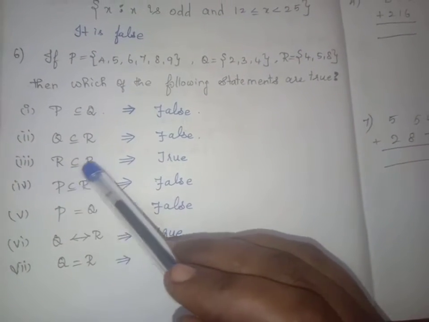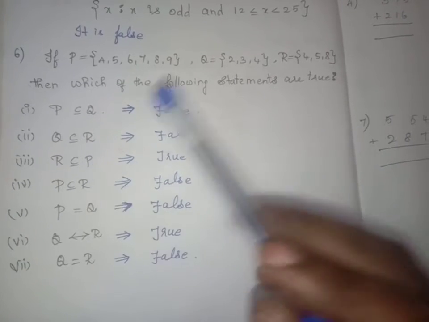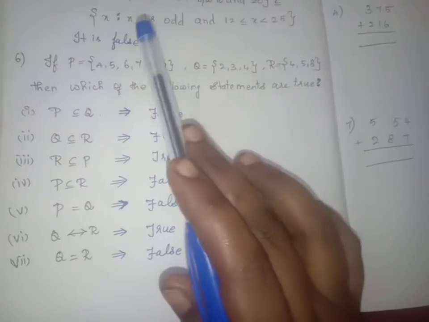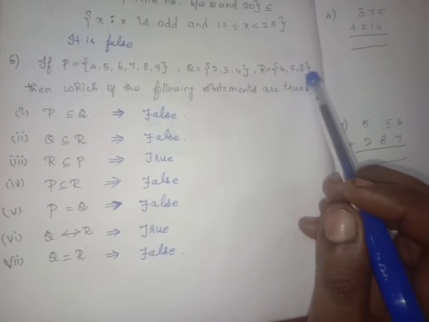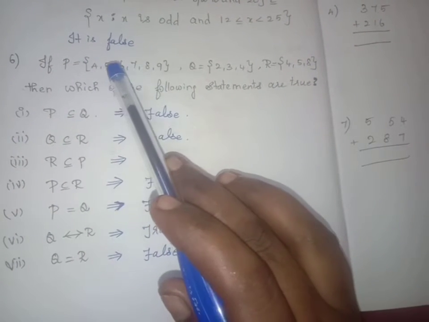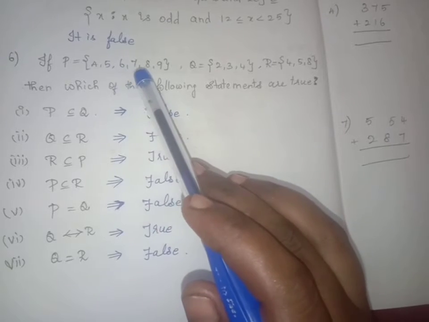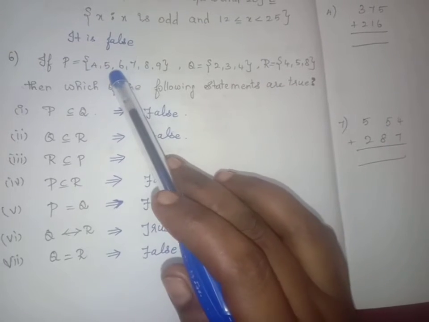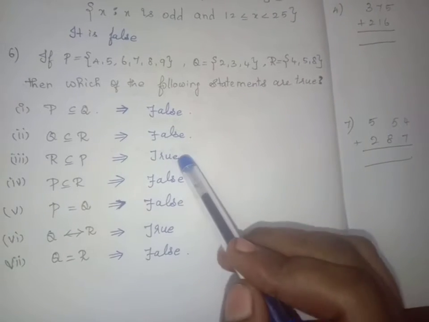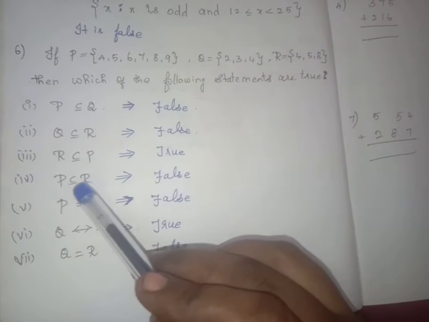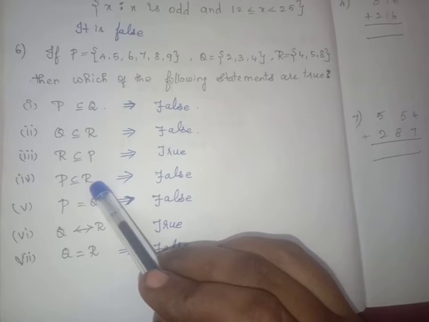The next, R is a subset or equal to P. So you will see R having 4, 5, 8. You see in the P set all the elements 4, 5, 8 are there in P also. So R is a subset or equal to P, and the statement is true.